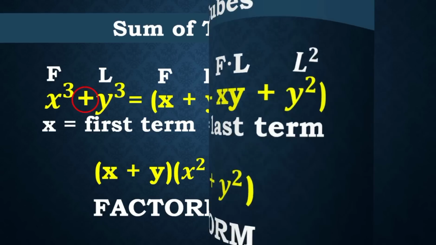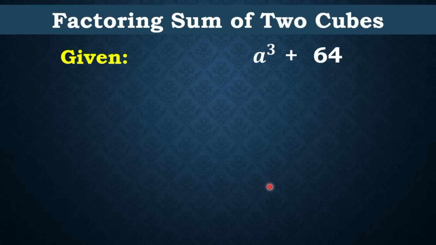Okay, let's have an example. So, I have here a cube plus 64. So, again, make sure na dapat cube siya pareho. Okay? Now, this time, kapag cube, pwede ka magkaroon ng sum or difference. So, hindi kagaya sa difference of two squares, dapat difference lang talaga yon. This time, pwedeng ang given mo dito ay plus, pwedeng minus. Okay, so mamaya, ituturo ko naman paano kapag difference siya. So, focus muna tayo sa sum of two cubes.